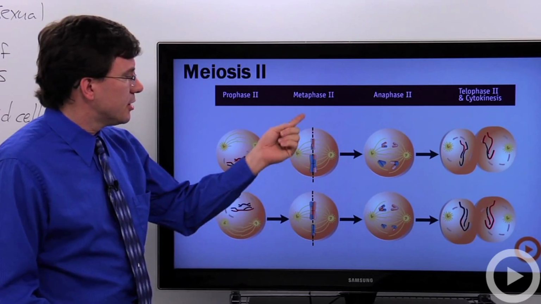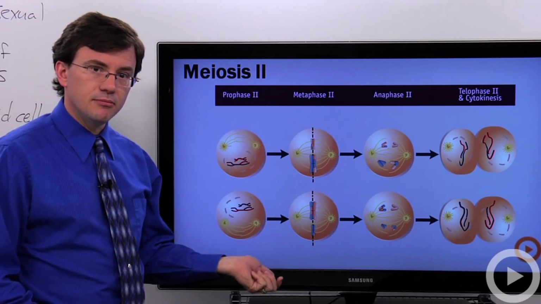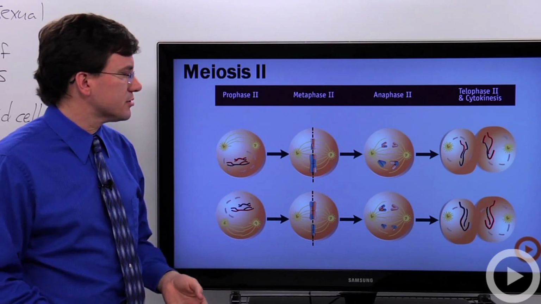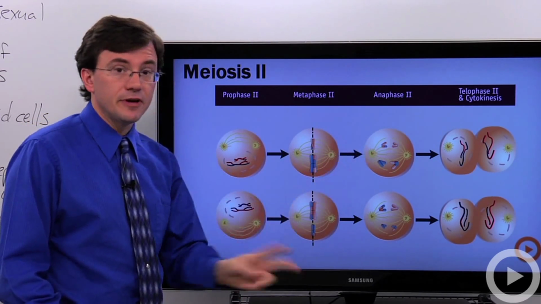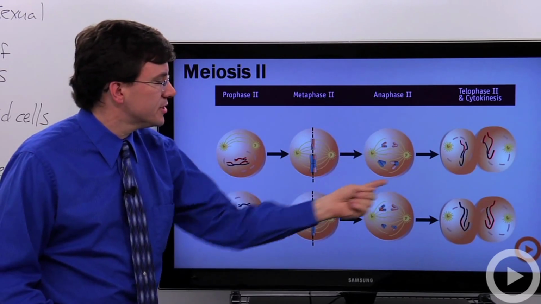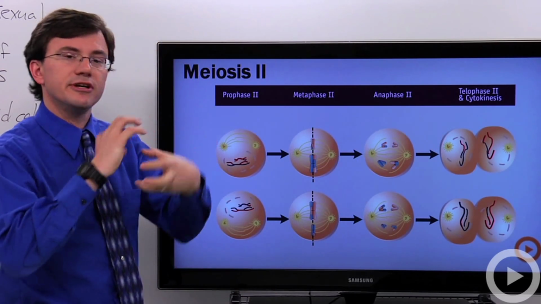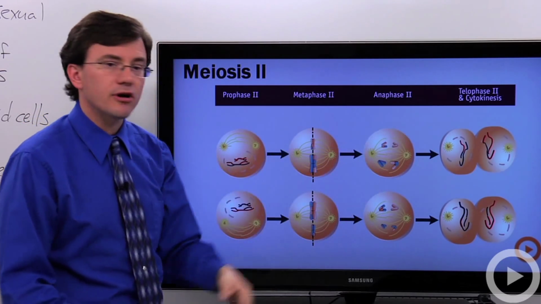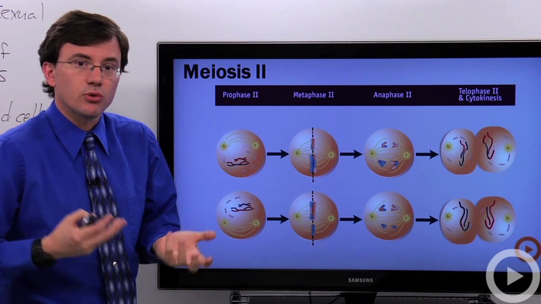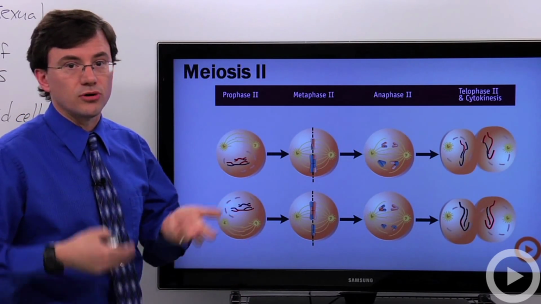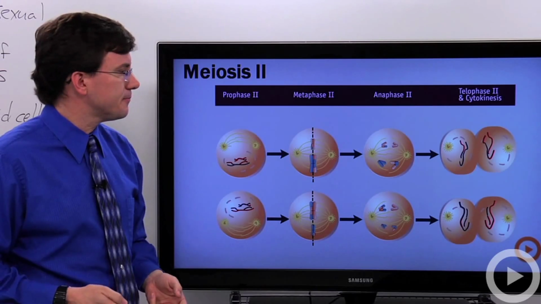Metaphase 2, we line up our chromosomes now along the metaphase plate, the middle of the cell, and this time we don't need to do any pairing of homologous chromosomes. In anaphase 2, they separate from each other, and then in telophase 2 and cytokinesis, we wind up reforming our nuclei, and we now have our 4 daughter cells as required by meiosis. And these will form into sperm or eggs or whatever kind of cells are needed.